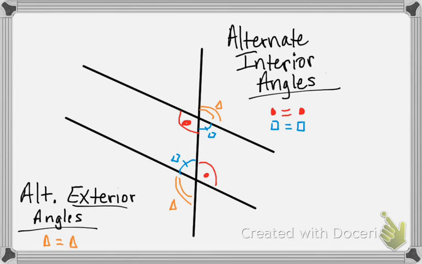There's one more set of alternate exteriors. I'm going to do this in green. This set is up here. We're going to make that the star. Alternate exteriors are also equal. So the star is equal to the star. Okay?